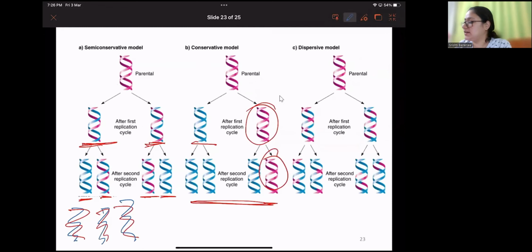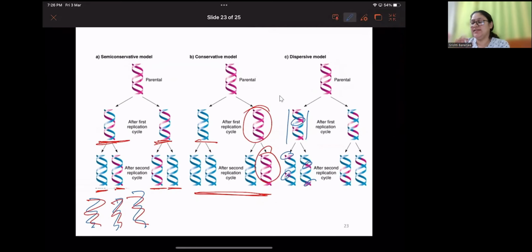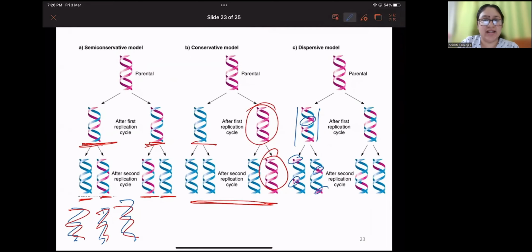And what is the dispersive model? Parts of it will be dispersed in the next generation. It's not completely blue or completely pink like the semi-conservative way. Only these parts you see have been dispersed in the next cycles. Can somebody tell me which model is actually the accepted model right now? Which one is the accepted model of DNA replication?